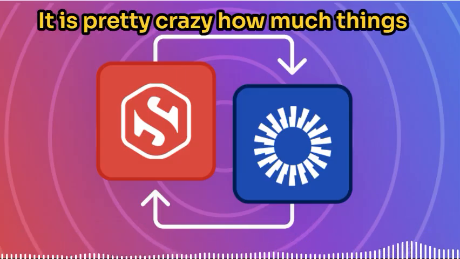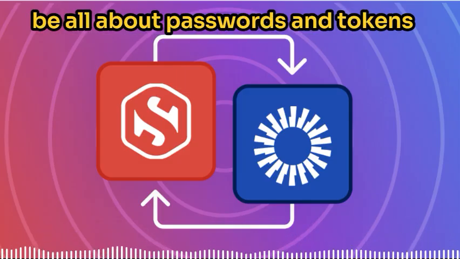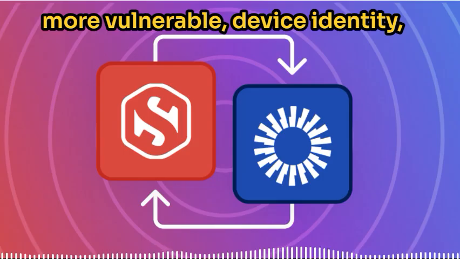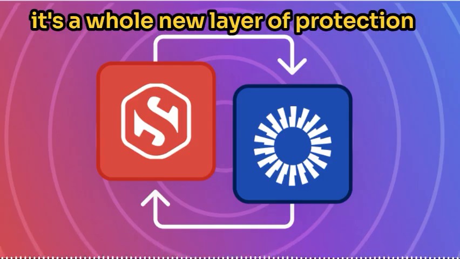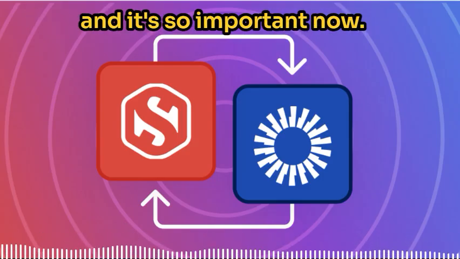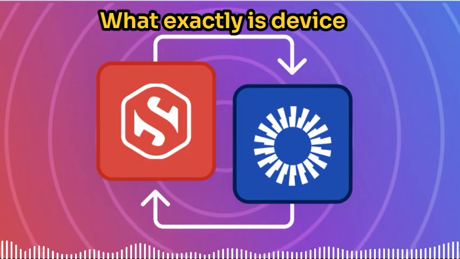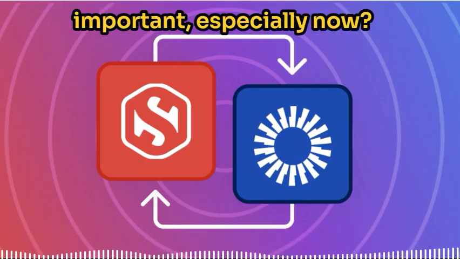It is pretty crazy how much things have changed, you know? It used to be all about passwords and tokens for security, but things are changing. They're becoming more vulnerable. Device identity, it's a whole new layer of protection, and it's so important now. Let's break this down a little bit. What exactly is device identity, and why is it so important, especially now?